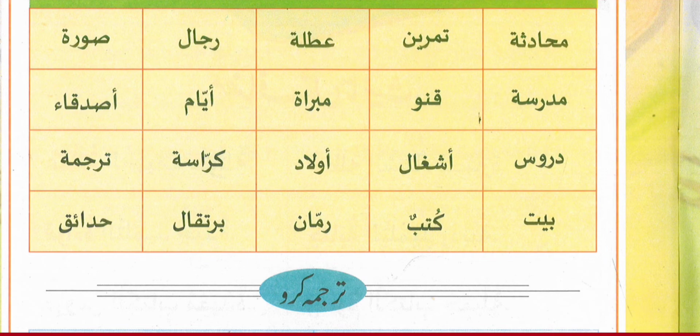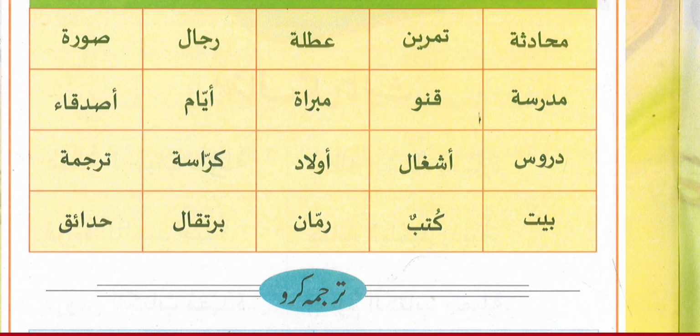هذا قلم, this is a pen. تلك مبراة, that is a sharpener. هذه أيام, these are days. أولئك أصدقاء, those are friends. هذه دروس, these are lessons. تلك أشغال, those are works. هؤلاء أولاد, these are boys.